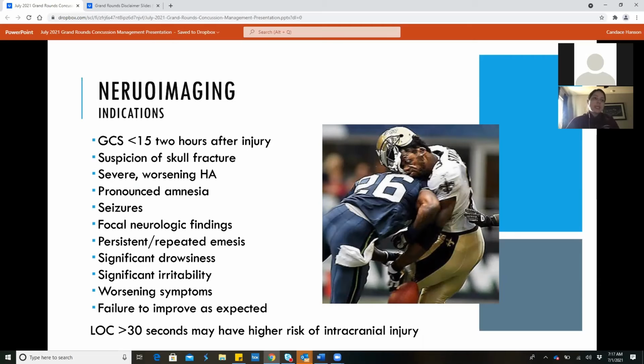So neuroimaging can happen on day of injury, or sometimes we do it very much later in concussion if someone's not improving at all, multiple weeks or a month later. And then loss of consciousness longer than 30 seconds may have a higher risk of intracranial injury. So that's definitely the timeline you'd consider advanced imaging for an athlete early on in the injury course. Next slide.